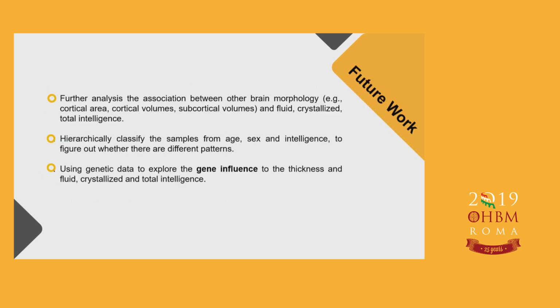For our next step, we will analyze in more detail the association between other brain morphology, such as cortical area, cortical volume, and subcortical volumes, and fluid, crystallized, and total intelligence. And here, we will graphically classify the samples by age, sex, and intelligence to figure out whether there are different patterns. After this, we may use genetic data to explore the genetic influence on both.